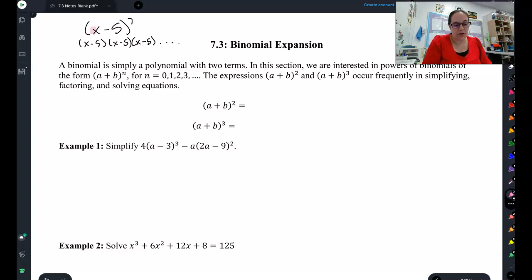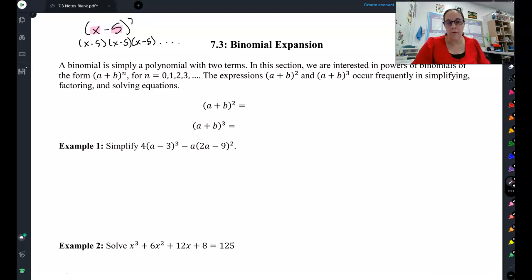Binomial means that there are two things inside the parentheses. Doesn't matter what those two things are, as long as there's two. That's where binomial comes from. So you're taking something that has two things inside and you're raising it to a power.